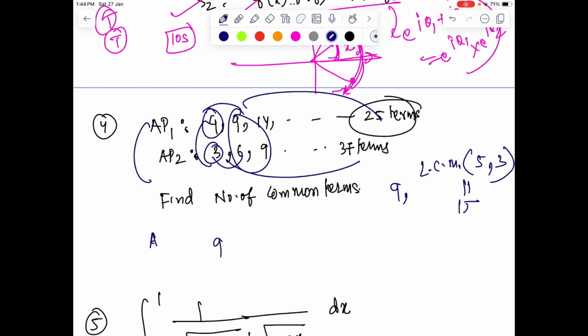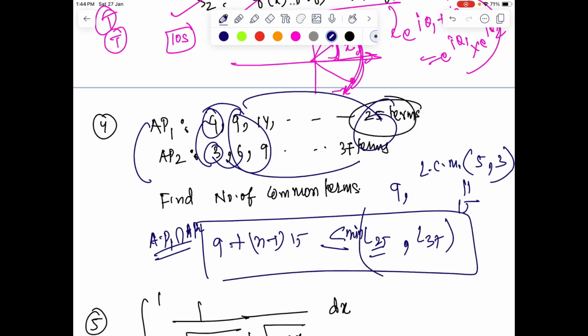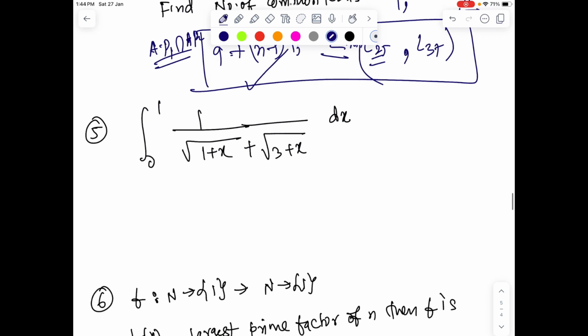Hence the general term of the AP formed by the common terms of AP1 intersection AP2 can be written as a plus n minus 1 into the common difference, with a equal to 9. Now this should be less than the last term of the first one and the last term of the second one, whichever is minimum. So directly you'll get the value of it.